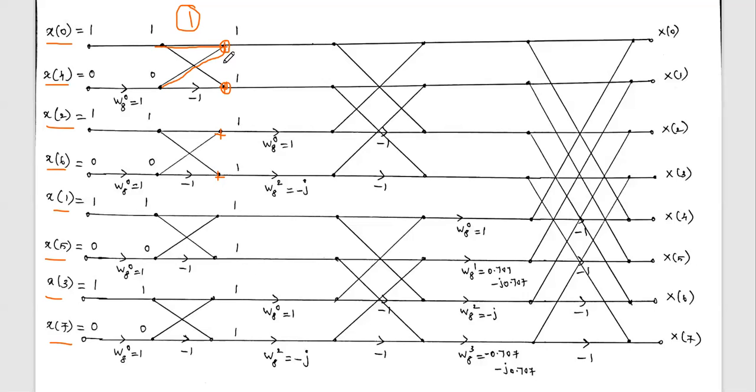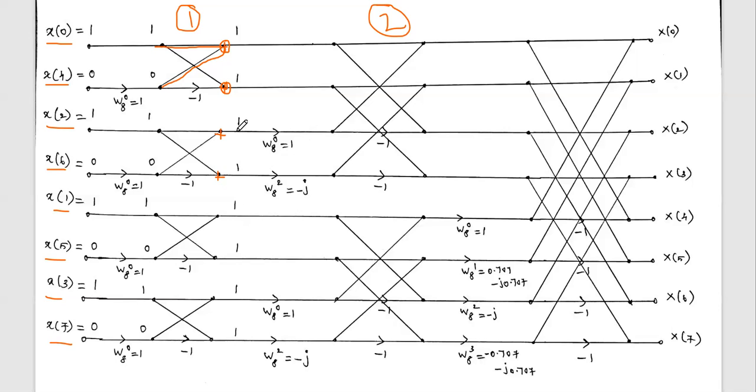Next, the output of the first stage is given as input to the second stage. In the second stage, the first two lines are directly connected. But for the third line and the fourth line, there are twiddle factors W8 power 0 and W8 power 2. You know the value of W8 power 0 is 1 and the value of W8 power 2 is minus j. Just remember it. How to calculate this twiddle factor, I already posted in the previous videos. If you want to learn from that video, I will give it in the description box.